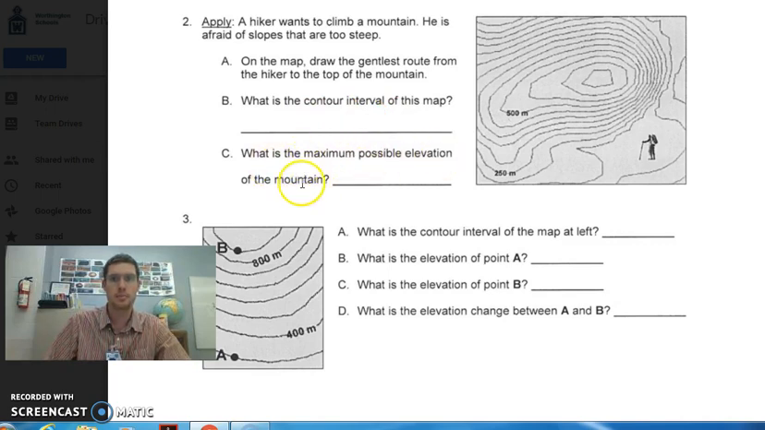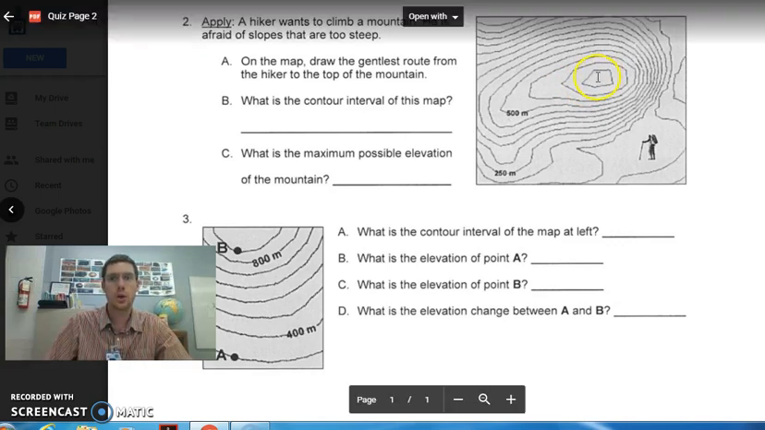What is the maximum possible elevation of this mountain? Well, if this contour line is 500 meters and the contour interval is 50, that means this next line is 550, and then 650. Now that's not the top of the mountain. The maximum it could be is almost another 50, but not quite another 50. So the answer here is 699 meters.